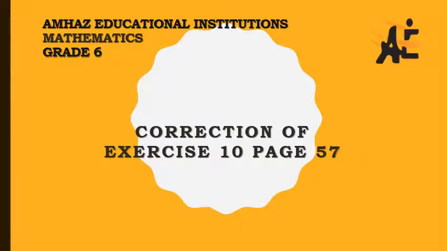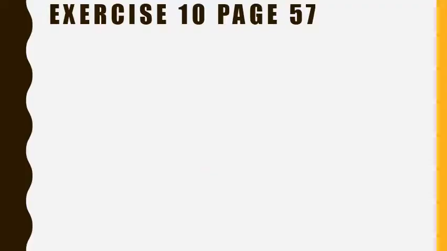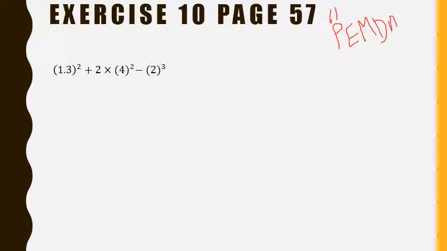So please put your homeworks in front of you and follow with me. We have to solve expressions. Please keep in your mind that we have to solve according to PEMDAS rules. P stands for parentheses, E stands for exponent or power, then priority goes to multiplication, division, addition, and subtraction. Okay, here we have (1.3)² + 2 × 4² − 2³.